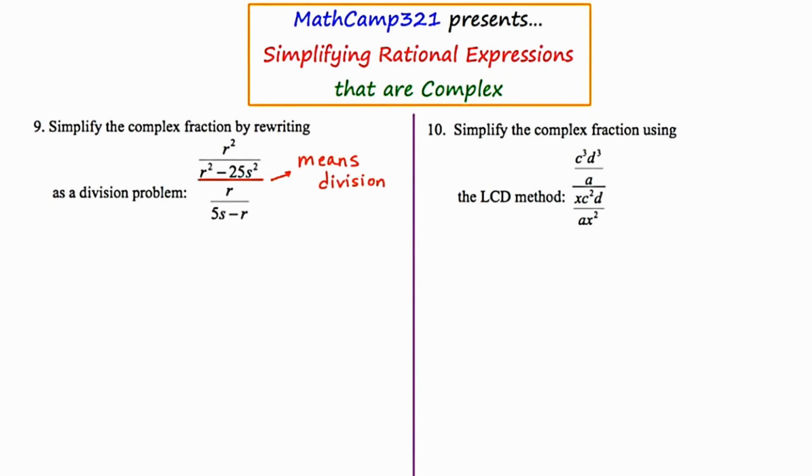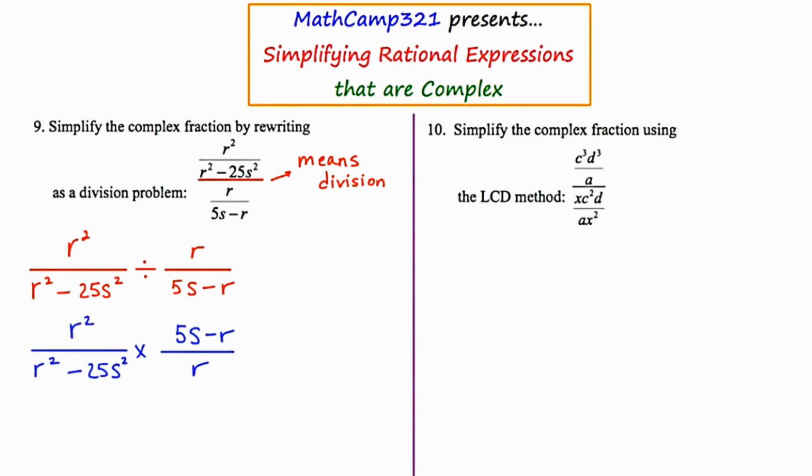So I'm going to go ahead and rewrite this as a division problem. R squared over R squared minus 25s squared divided by R over 5s minus R. Now we know that dividing by a fraction is like multiplying by its reciprocal. So now I'm going to write R squared over R squared minus 25s squared times 5s minus R over R.